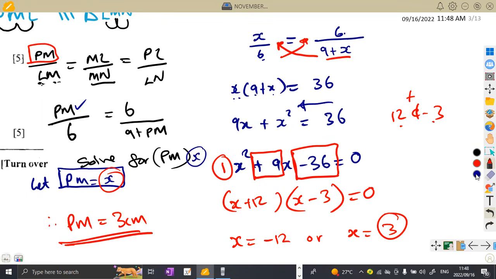So our answer here cannot be equal to what? All right, so here I'm saying our X cannot be equal to what? Cannot be equal to a negative. So therefore it is going to be a positive.